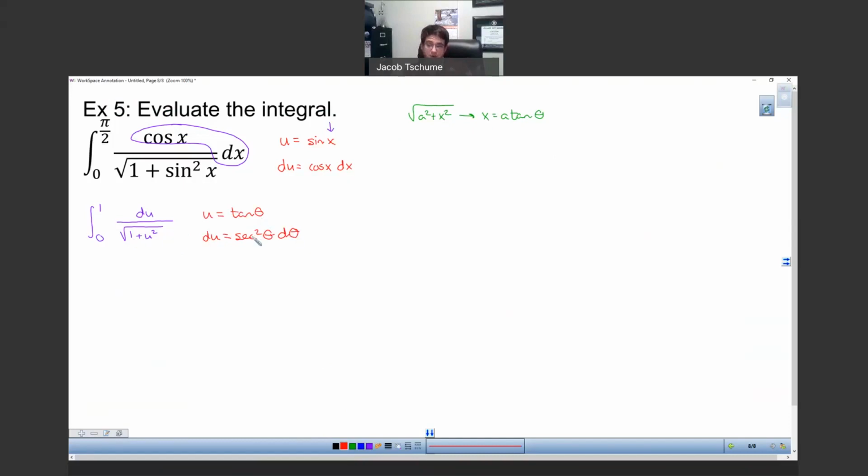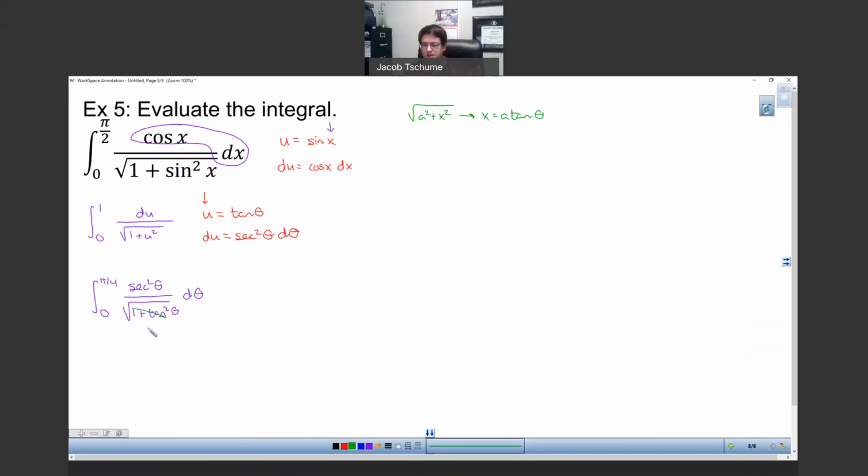I have to change my parameters again. So these parameters are u, so you substitute them in for u to solve for your new parameters. Tangent will be 0 at 0, and tangent will be 1 at pi over 4. Your du is going to be secant squared theta over the square root of 1 plus tangent squared theta, and then I'll bring that d theta out to the end. 1 plus tangent squared is actually going to be secant squared.